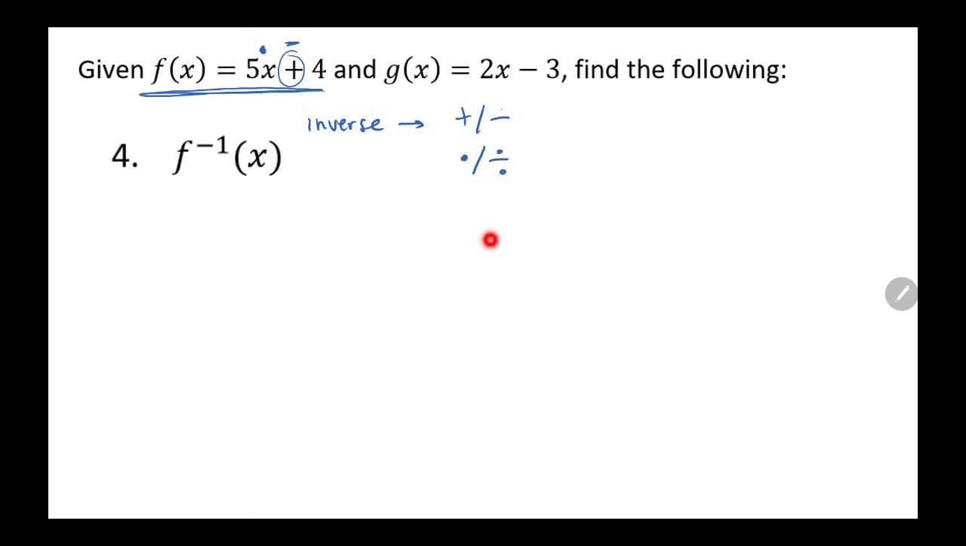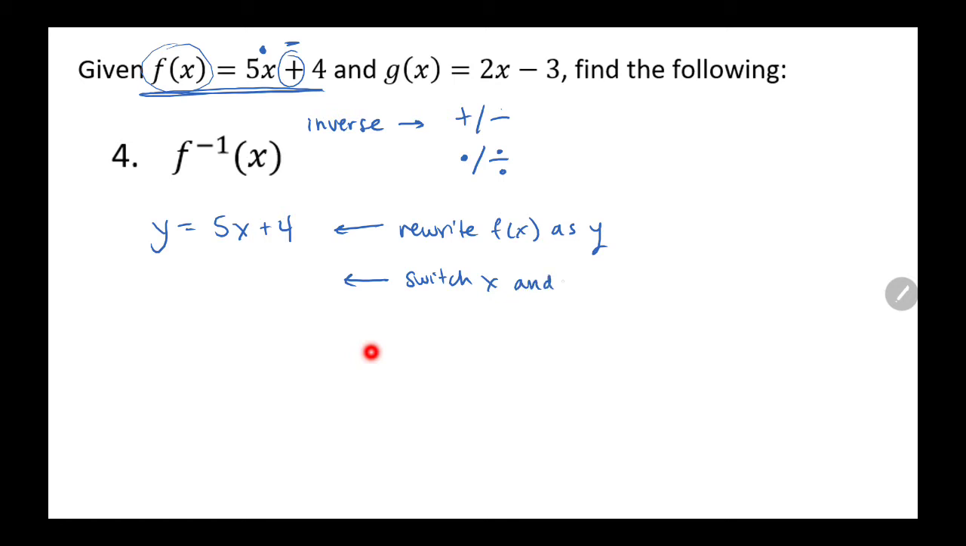So the way that we'll do this is, first of all, we're going to rewrite f of x as y equals 5x plus 4. Okay, so rewrite it first. Second step, we're going to switch x and y like this. Literally, wherever there's a y, I'm going to write x. And whenever there's an x, I'm going to write a y. And then I'm going to start solving for y. Get y all by itself.